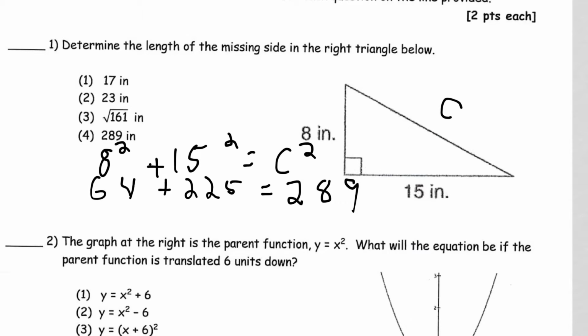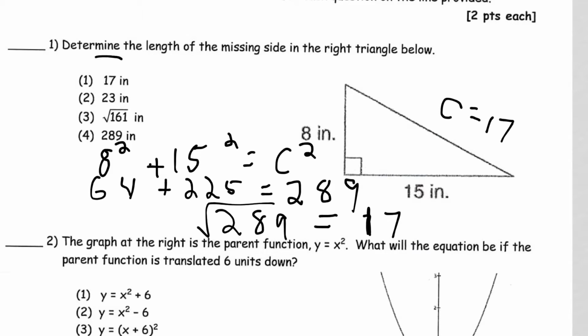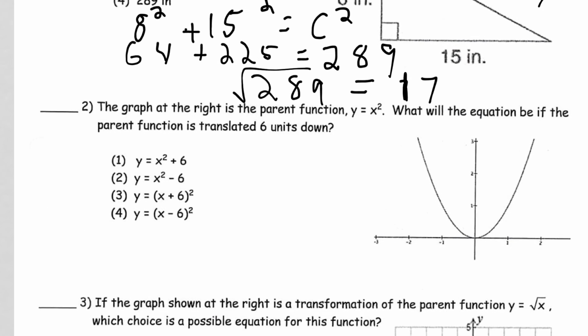So then I need the square root of 289. And the square root of 289 is 17. So it's a 1. So I know that C is going to be 17, which makes the answer choice 1. All right, moving down to question number 2.